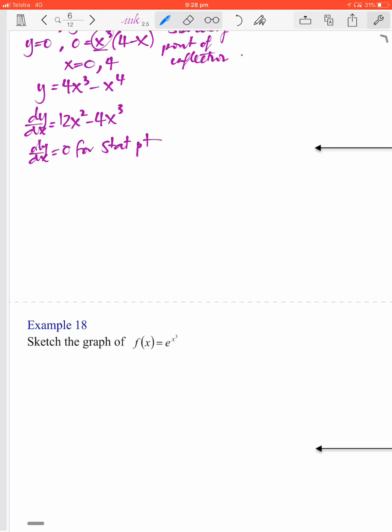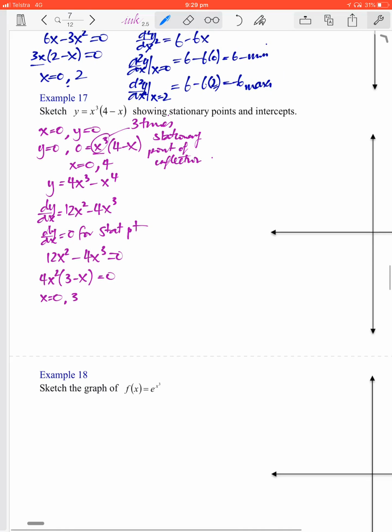Okay, so then if I say 12x squared minus 4x cubed equals 0, we can take out 4x squared as a common factor. We get 3 minus x equals 0. So x equals 0 and x equals 3 are my stationary points. When x equals 0, y equals 0, because we know from this graph, if I put 0 into it, I get 0. If x equals 3, I'm going to get 27 times (4 minus 3), which is 1, so it's just 27.